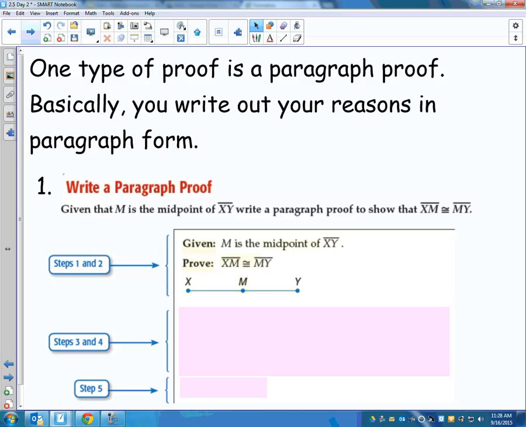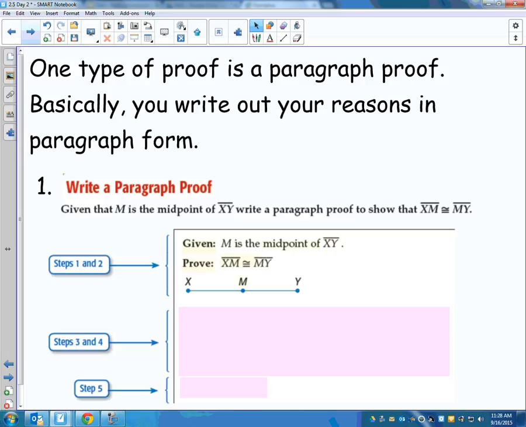If M is the midpoint of XY, the definition of a midpoint says that it cuts the segment in half. Right? Or it's the exact middle. You agree with that statement? So that means that XM equals MY. Is that true? But they asked me to show that it's congruent, not that it's equal. So how could I go from equal to congruent?